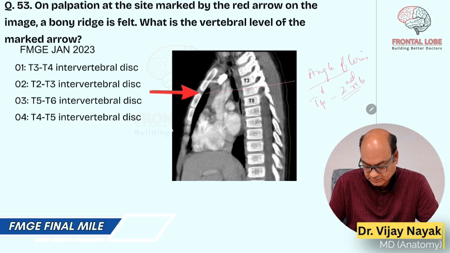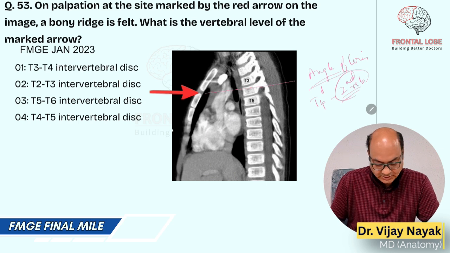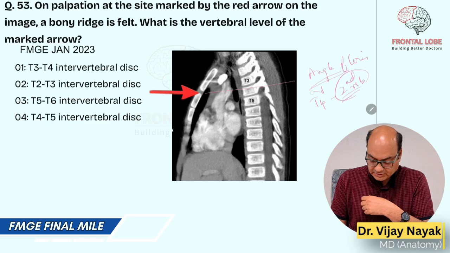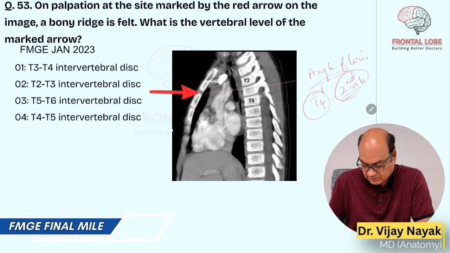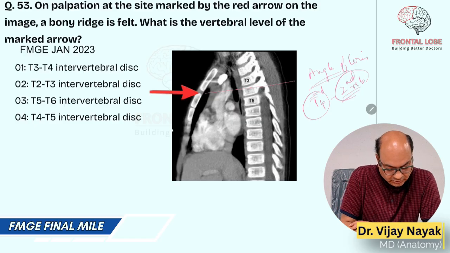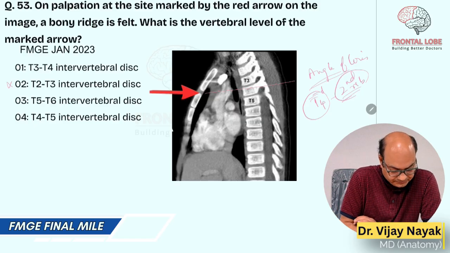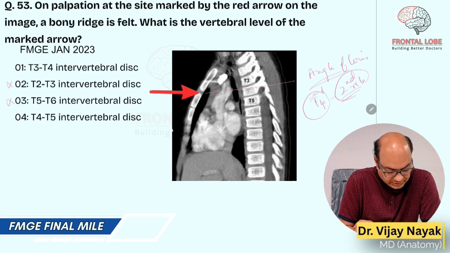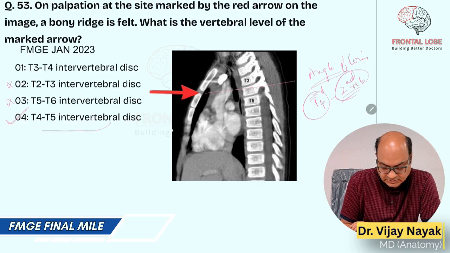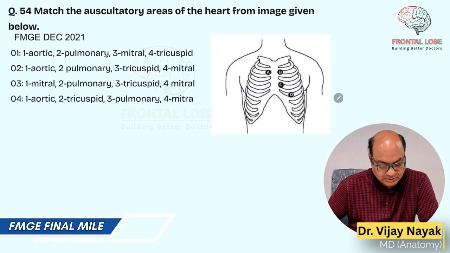This landmark is used to count the ribs, and it is also a very important landmark. We discussed earlier what all happens at T4. So the options here are not T2, T3, wrong, and T5, T6, wrong. Now options 1 and 4 are there: T3, T4 intervertebral disc and T4, T5. So actually the answer is T4 and T5 intervertebral disc. So now coming on to the next question.